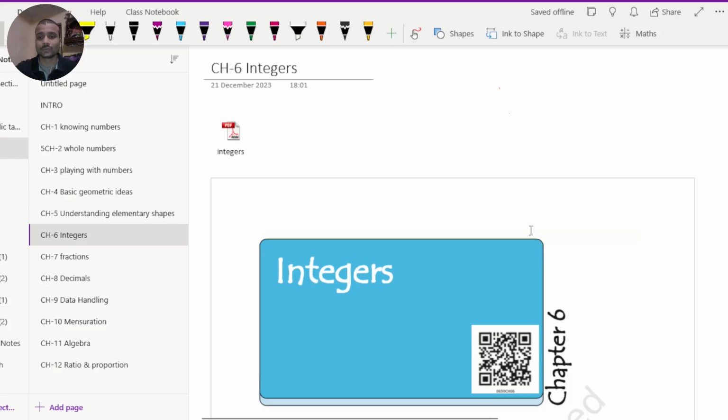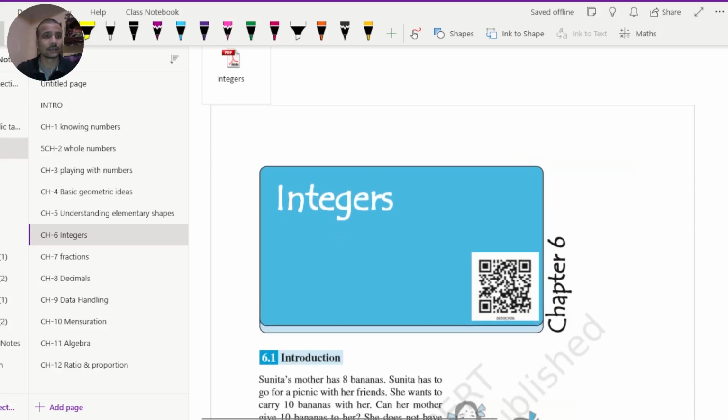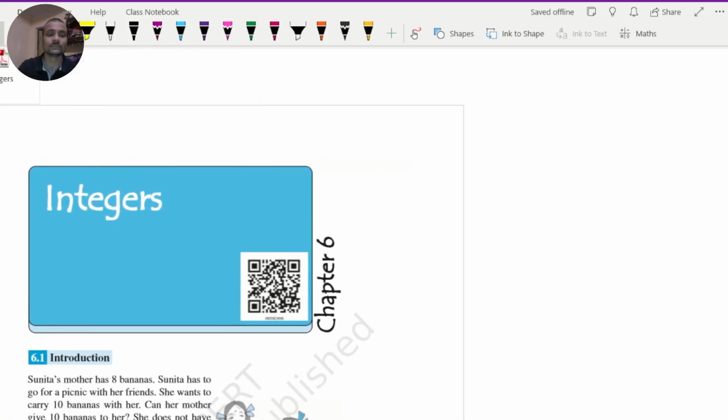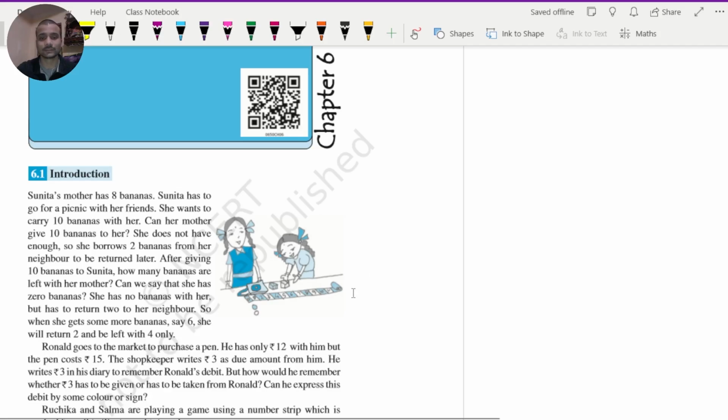Today we have a new chapter, chapter number 6. The name of the chapter is integers. In the previous classes, we had seen about whole numbers. So in this chapter number 6, how many points do we have to discuss? Let us see first.